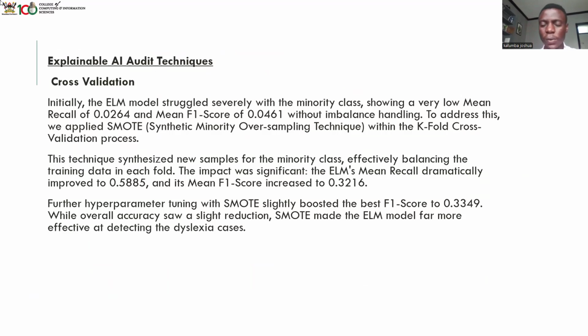Now, this was a technique I used, cross-validation. Initially, the model struggled severely with the minority class, showing a very low mean recall of 0.0264, and then an F1 score of 0.461, without addressing the imbalance. And we applied SMOTE, which is Synthetic Minority Oversampling Technique, in the K-fold cross-validation process. That technique helps with synthesizing new samples from the minority class, effectively balancing the training data in each fold. And the impact was significant because it improved from 0.32 to 0.58.